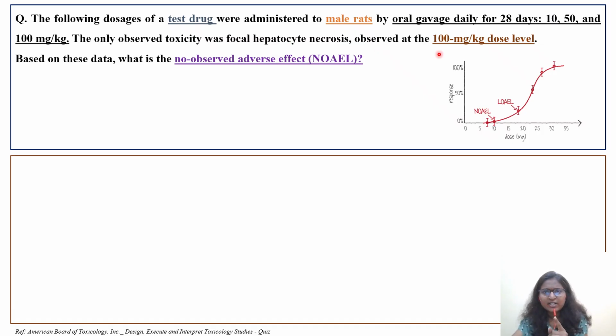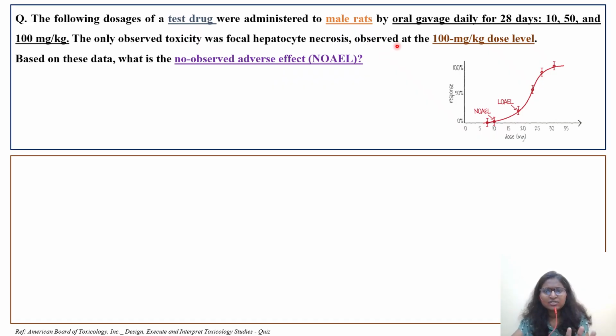Okay, observed at 100. So at a high dose, 100 mg per kg, there is an adverse effect on the liver. Okay, liver cells are dying. Necrosis is not even apoptosis, which is an irreversible damage. Based on these data, what is the NOAEL?